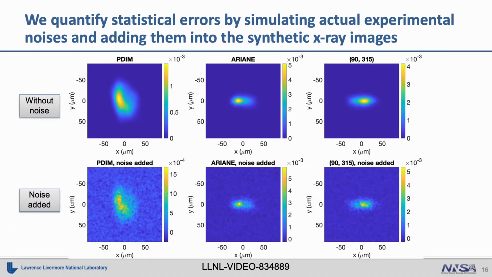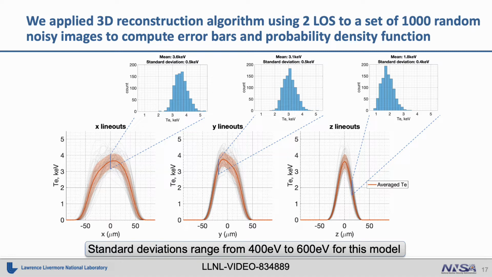So we took a step further here to quantify the statistical errors by simulating the actual experimental noise and adding it to the synthetic X-ray images. Here on the top row is a set of synthetic X-ray images, and then we apply the noise additively to this set of images to obtain the images in the bottom row. So we can repeat this procedure 1,000 times and then perform Monte Carlo sampling on the images with random noise.